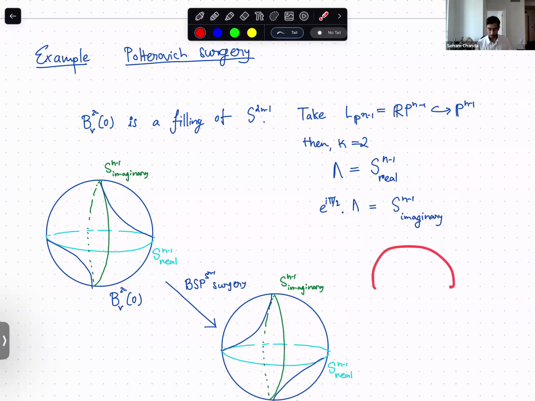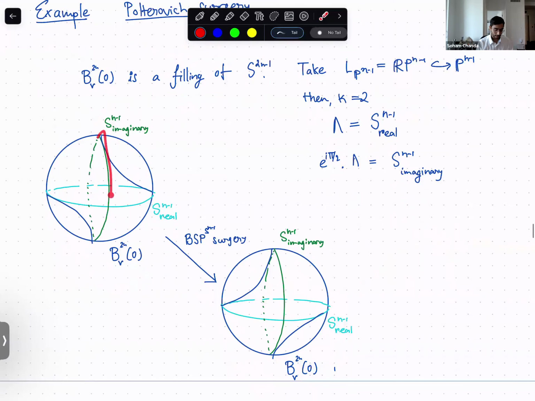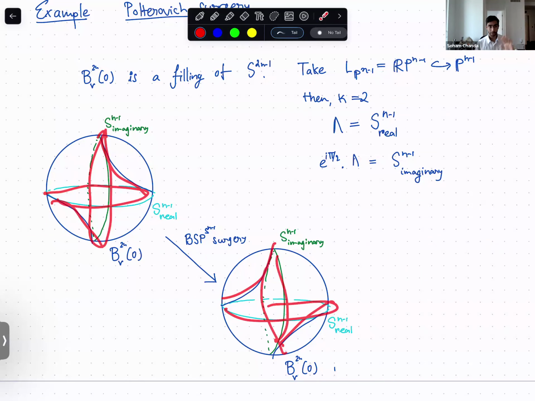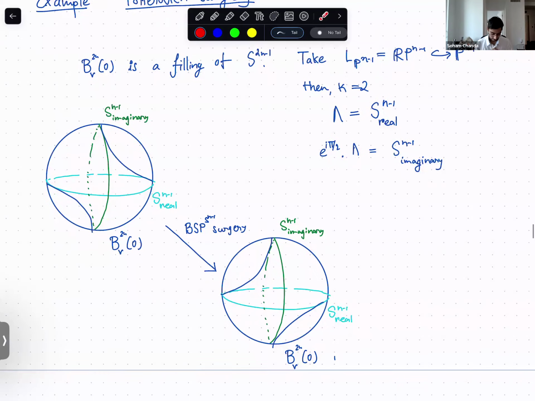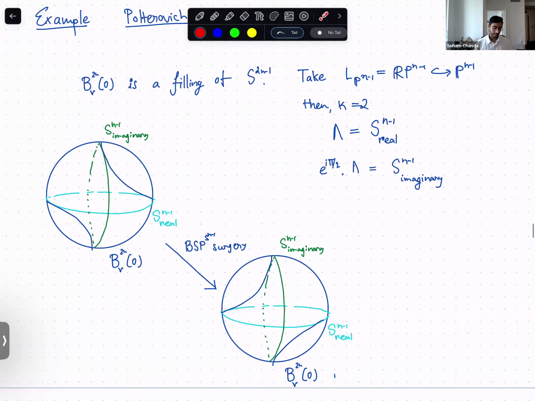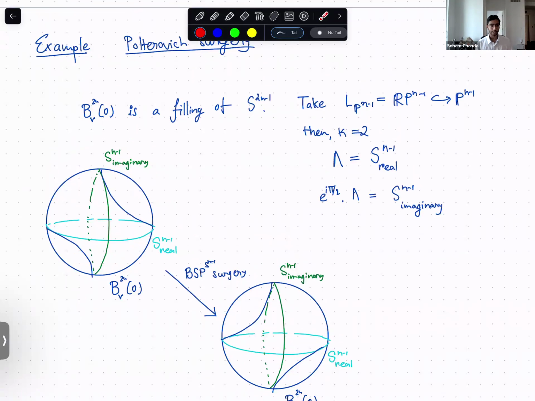So you will have a 0 to pi family, and taking here will be pi over 2, which is just i. So you will have the imaginary sphere here and the real sphere here, and there will be two fillings. As we see that in poltergeist surgery, there are two choices of smoothing. So I should say that BSP surgery with this profile lambda, for lambda coming from RPN, is actually a Lagrangian ball surgery, as one can define.